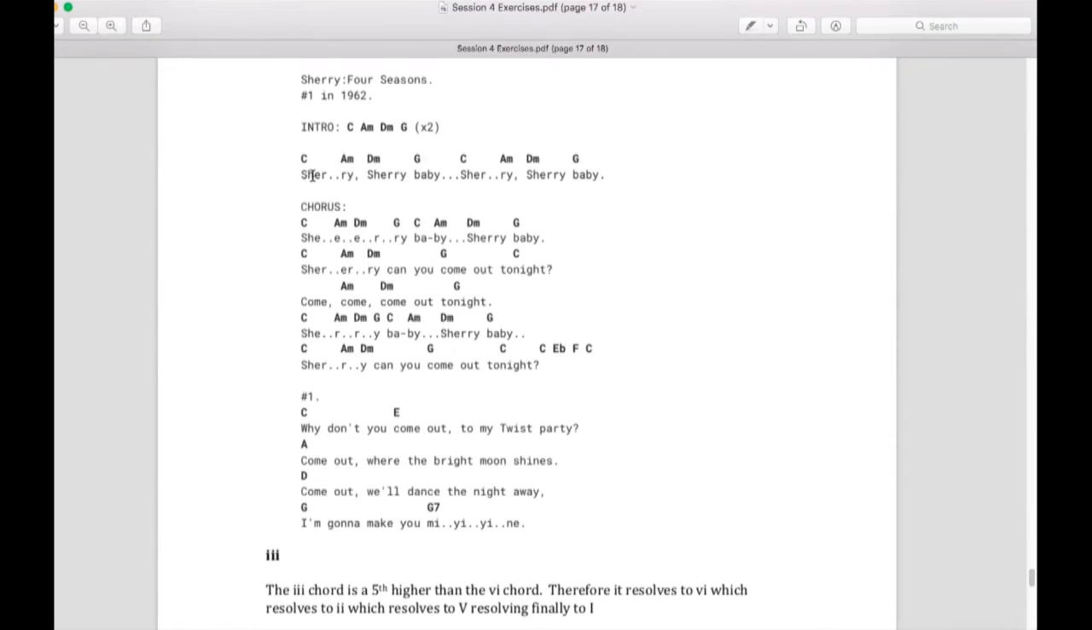So we get 1, 6, 2, 5, 1 over and over again for the whole chorus. So it goes, and I'm not going to sing it in falsetto because I just can't get up there anymore. Sherry, baby, C, A minor, D minor, G. That's how we're going to do it, right?